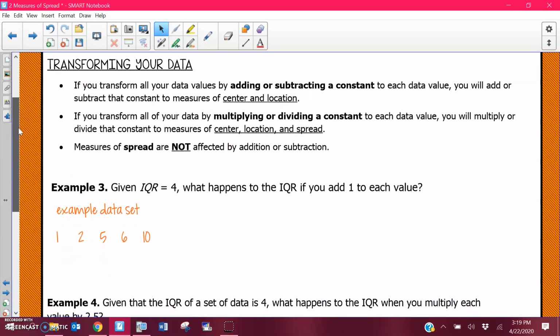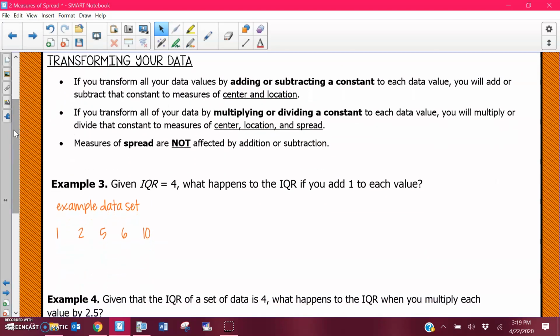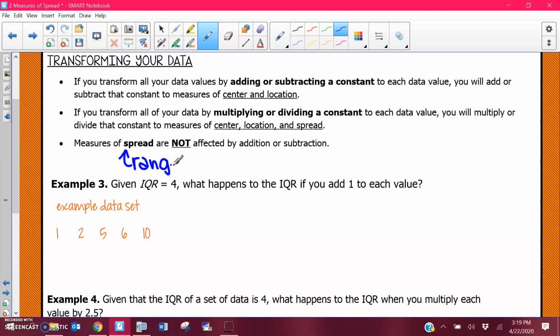Similarly, they may ask you to transform your data like we did yesterday, where we could add, subtract, multiply, or divide, and you had to do it to all of the values, because adding or subtracting did change the value of your numbers, as did multiplying and dividing. However, measures of spread, remember, are your range, your standard deviation, and IQR. I'm going to write IQR as well. They are not affected by addition or subtraction.